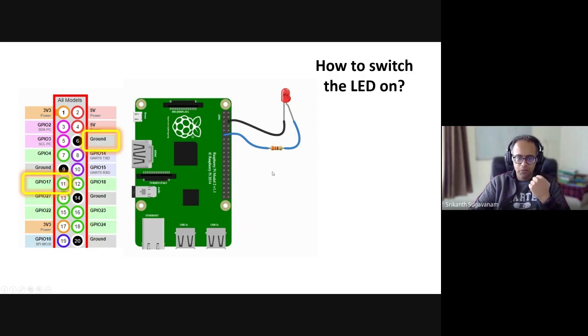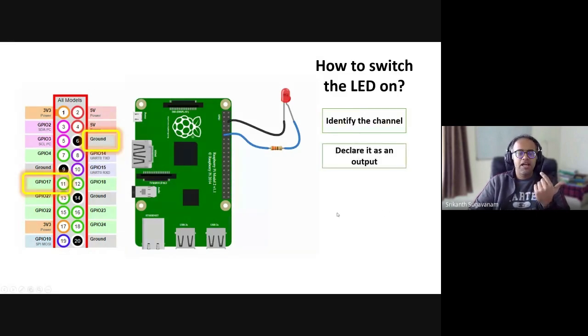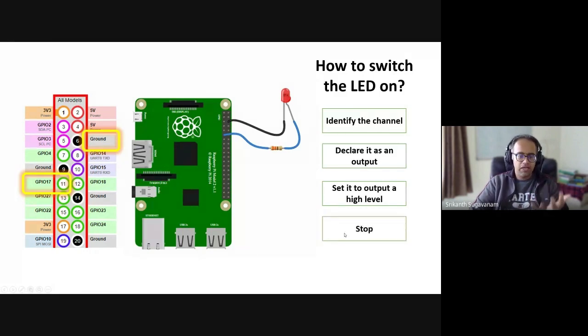Here, when you're working with the Raspberry Pi, it seems logical. First of all, you identify the channel. So you have identified it to be GPIO 17. It is important to declare it as an output because the Raspberry Pi implicitly doesn't know whether it is an input or an output, right? So you have to first declare it as an output, and then you can set the output to a higher level, and then you can stop it. You don't want to keep it on all the time, or if you want to keep it on all the time, you don't use stop. So that is the primary principle here.